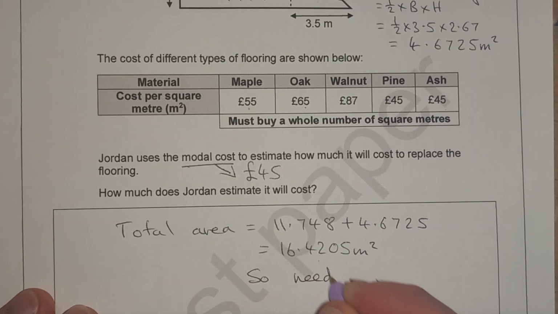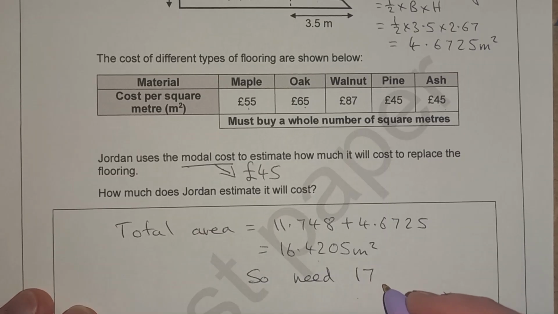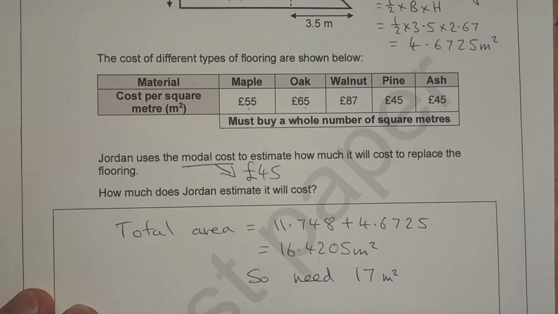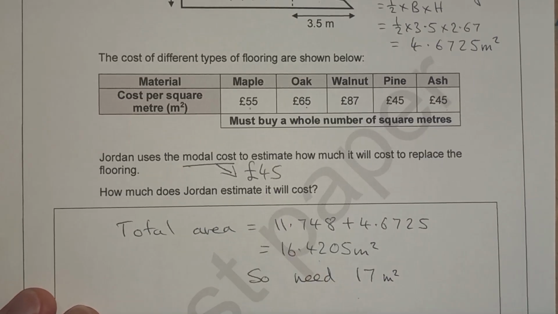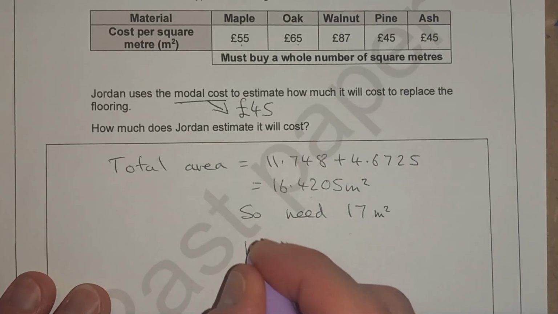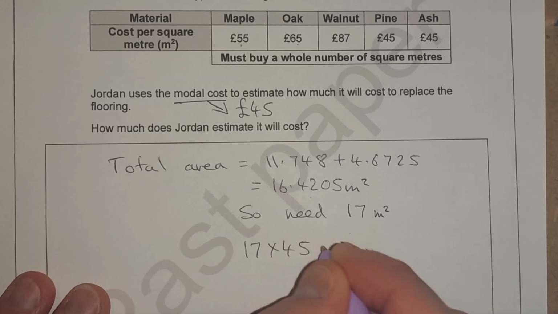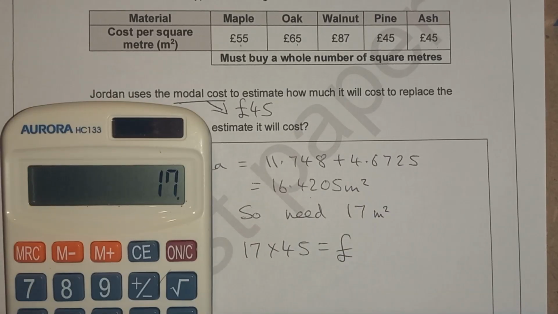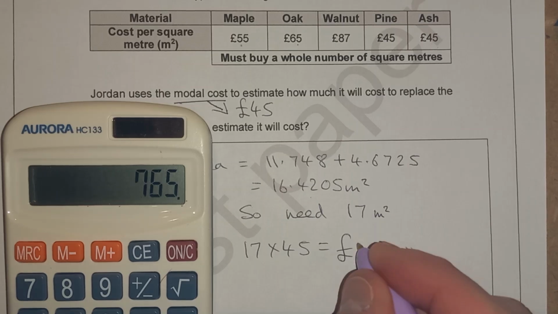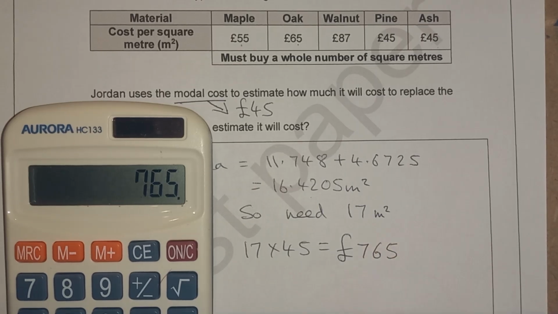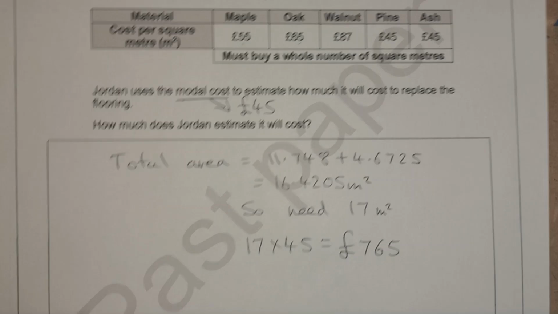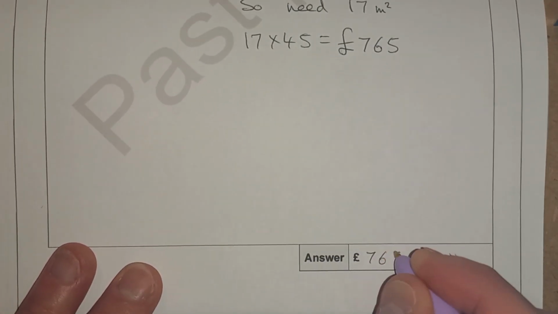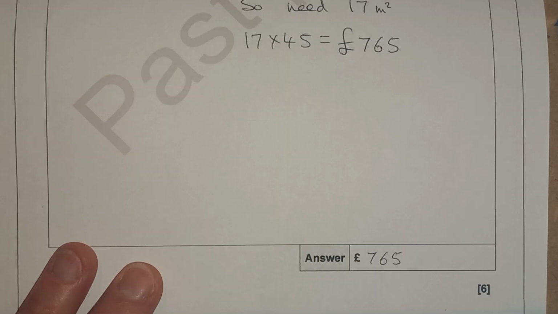So we need 17 metres squared. And we're using the modal cost, which is £45. So it's going to be 17 times 45, which is £765. So we can write that in here. And that's the end of the paper.